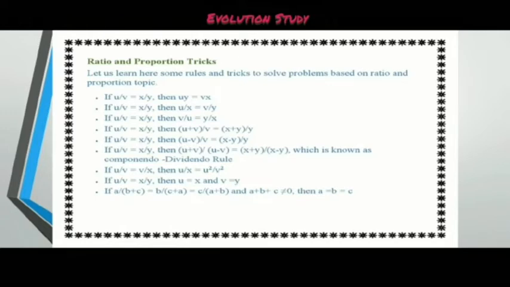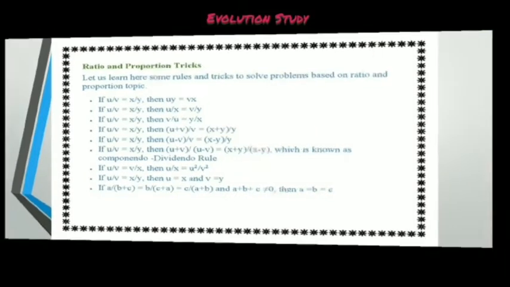If u by v is equal to x by y, then (u minus v) divided by v is equal to (x minus y) divided by y. If u by v is equal to x by y, then (u plus v) divided by (u minus v) is equal to (x plus y) divided by (x minus y), which is known as the componendo and dividendo rule. If u by v is equal to v by x, then u by x is equal to u square by v square. If u by v is equal to x by y, then u is equal to x and v is equal to y. If a by (b plus c) is equal to b by (c plus a), which is equal to c by (a plus b), and a plus b plus c is not equal to 0, then a is equal to b is equal to c.